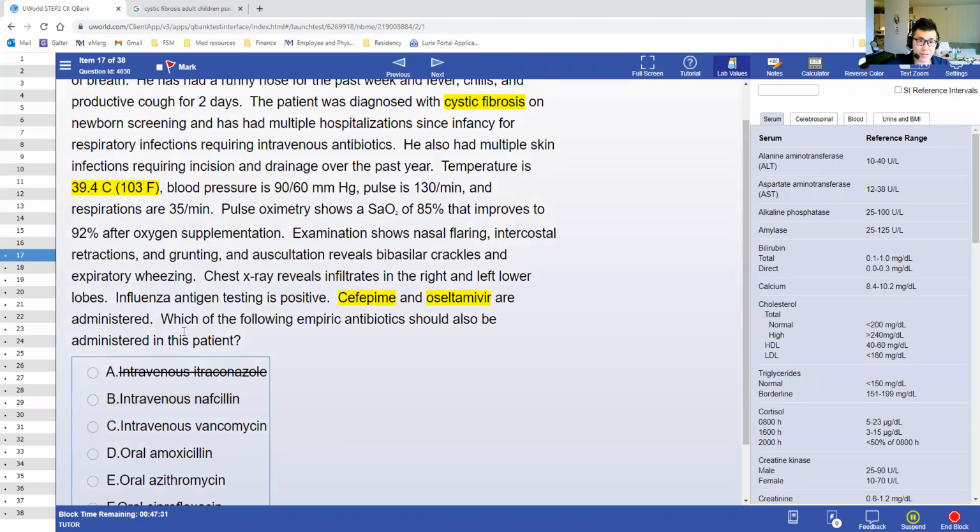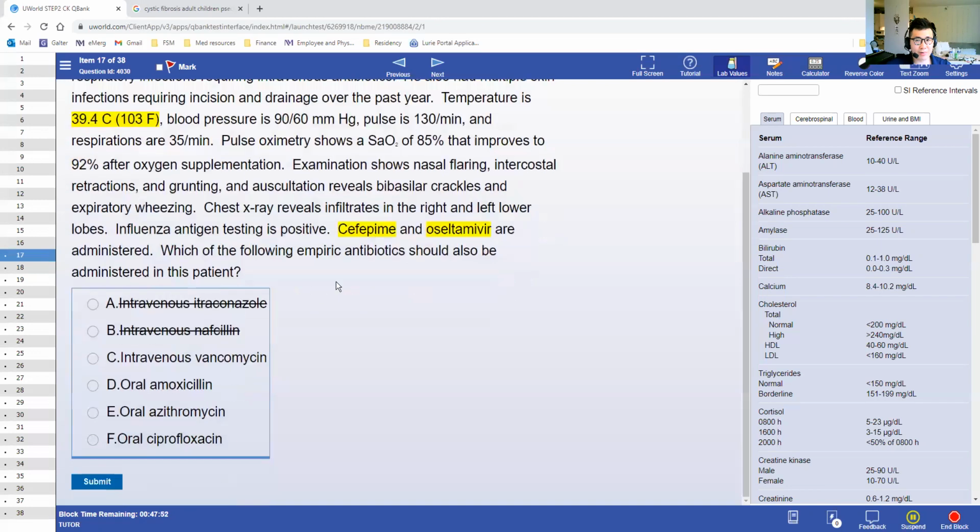Nafcillin, that could cover. Wait, cefepime should cover strep too, actually. So I guess I'm just concerned about MRSA then, or just Staph aureus. Given this kind of hospital setting, multiple hospitalizations, I'm concerned about MRSA, so I'm going to go with IV vancomycin.